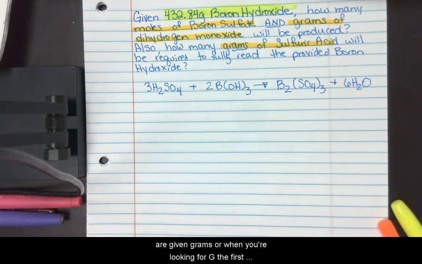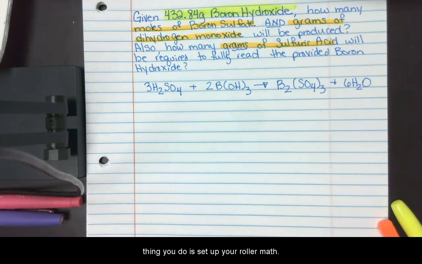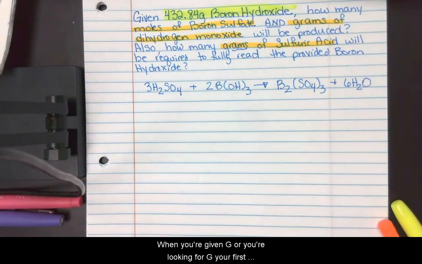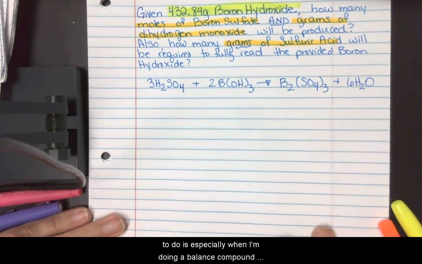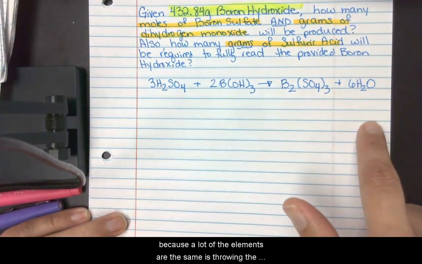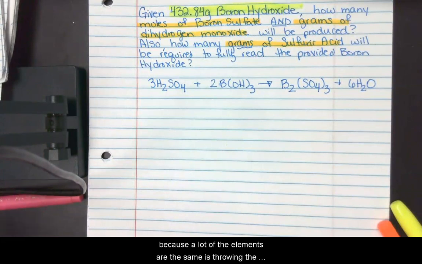So, as always, when you are given grams or when you're looking for grams, the first thing you do is set up your molar mass. When you're given grams or you're looking for grams, your first step is to always find the molar mass. Now, a big trick that I like to do, especially when I'm doing a balanced compound, because a lot of the elements are the same, is find the molar masses in tandem with each other. And I'll show you what that means, but it'll make sense once I show you.